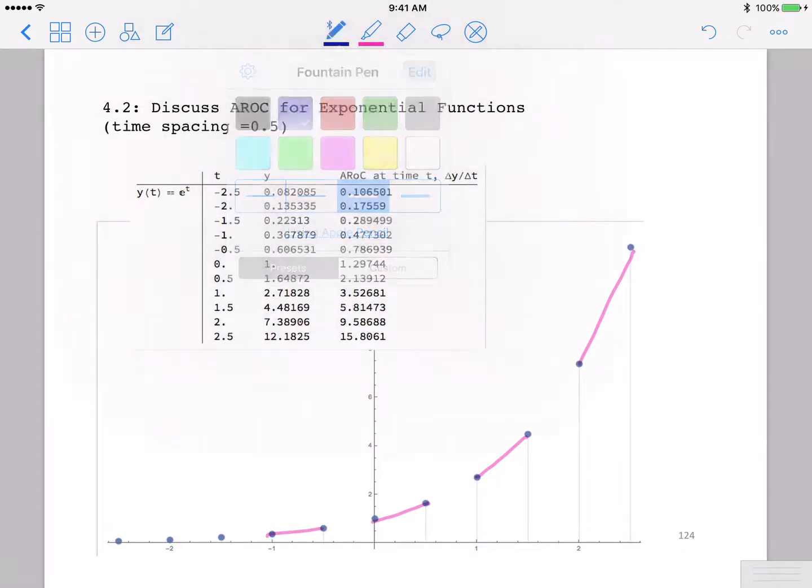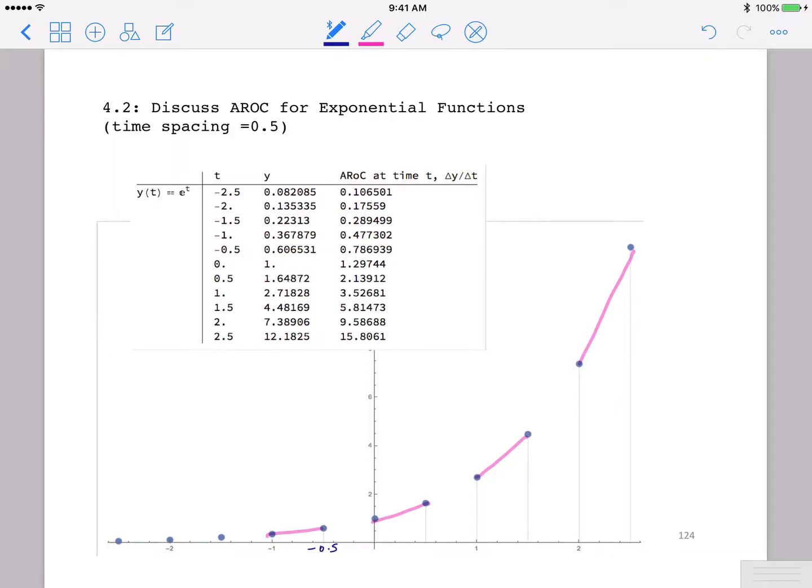The average rate of change from -1 to -0.5 is 0.289499. That's the slope of this line. It's not very sloped, which is why it's a small number. From 0 to 0.5, the average rate of change comes out to be 1.29744. The slope of this line is a bit bigger because the line is a little bit steeper. From 1 to 1.5, the average rate of change is 3.52681, and from 2 to 2.5 it is 9.58688.